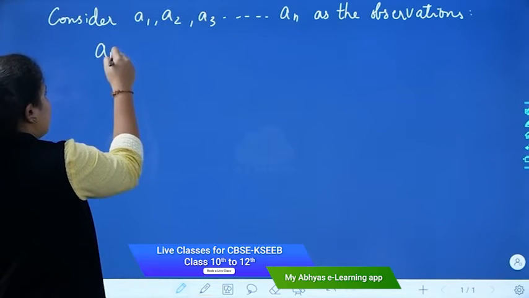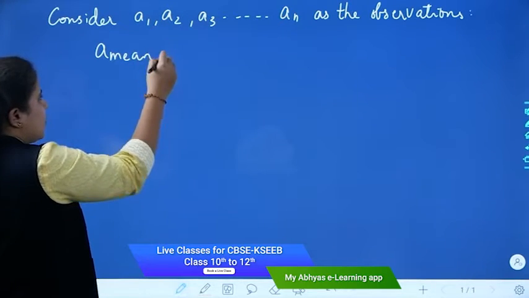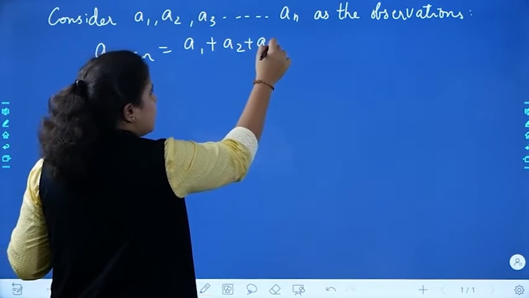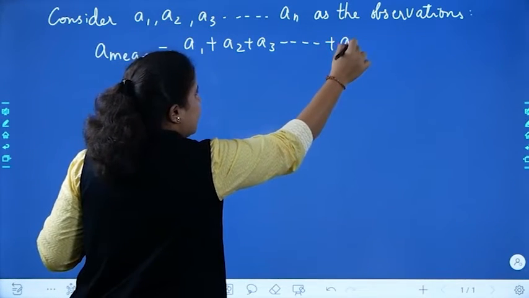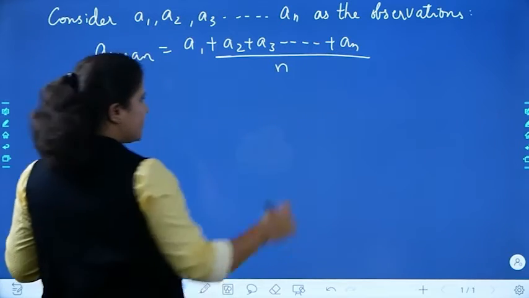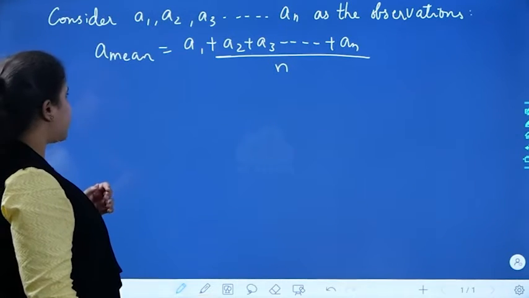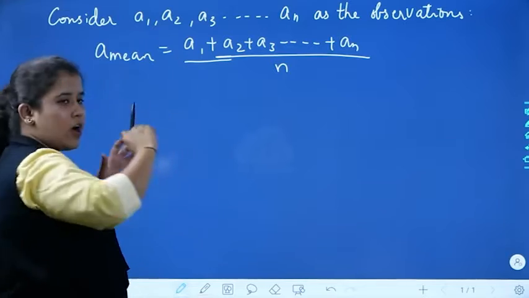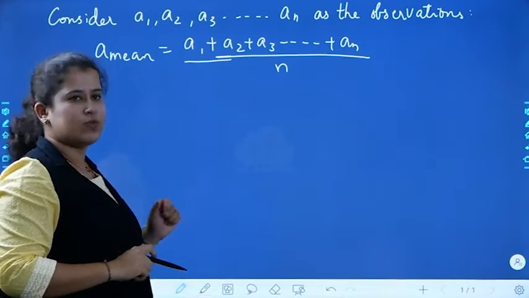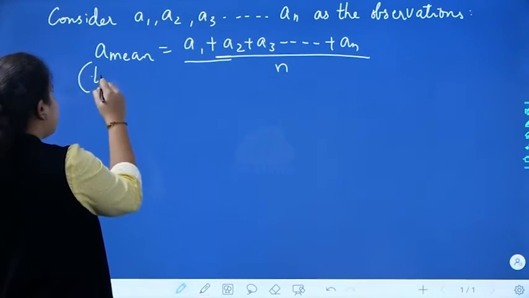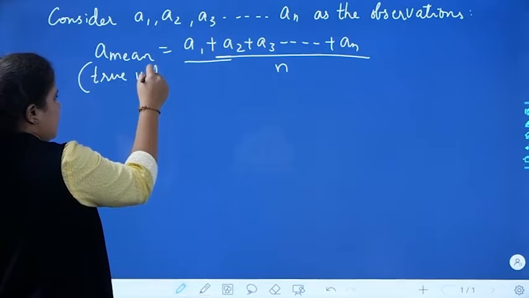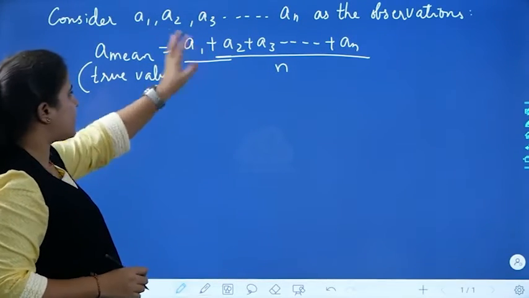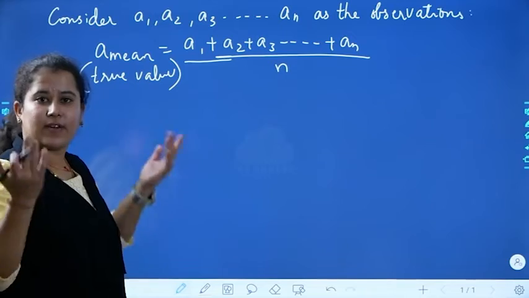Now I'll take the mean of it. So if I have to take the mean of it, what I'll do? A1 plus A2 plus A3 so on till AN divided by N. Right. So after this, now I have to know the value of A1. Like how is A1 varying with the true value? Because A mean is nothing but my true value. So A mean is A1 plus A2 plus A3 until AN divided by N.